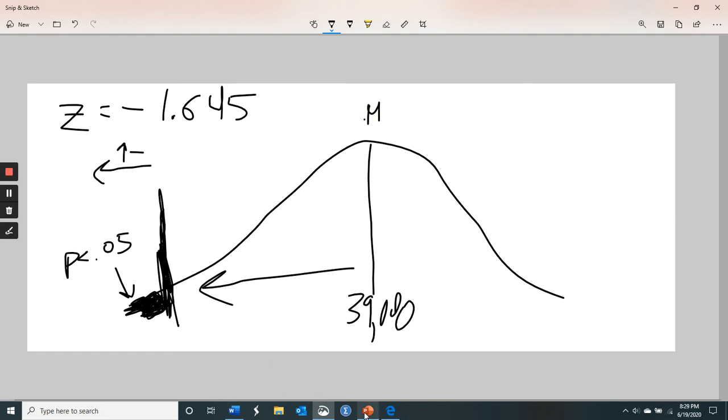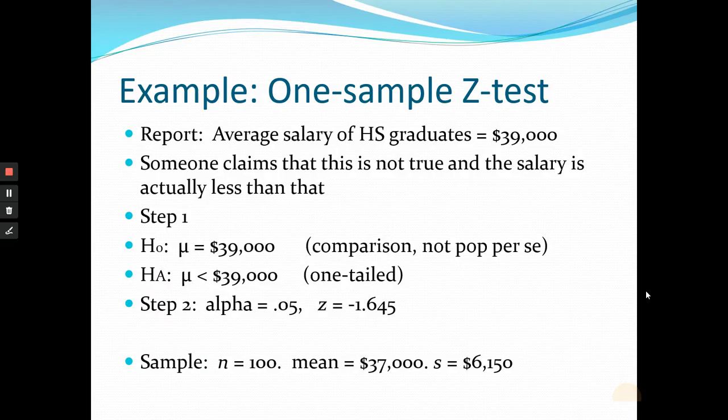So let's go ahead and calculate this. We're given everything. We're given the population mean. We have a sample here, so we took a sample. Our sample had a sample size of 100, so we need n for our formula, so we have that. N is 100. We have a mean, so this is a sample mean. Our sample mean is $37,000. And then the last thing we need for our calculation is a standard deviation. So the standard deviation of our sample is 6,150. So now we have everything for our formula.